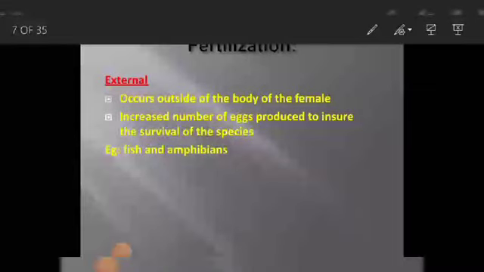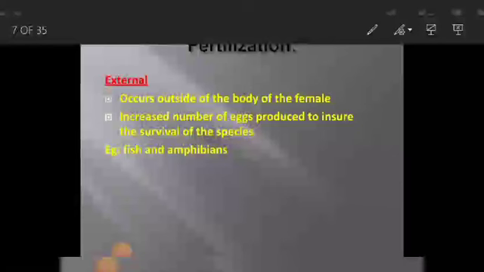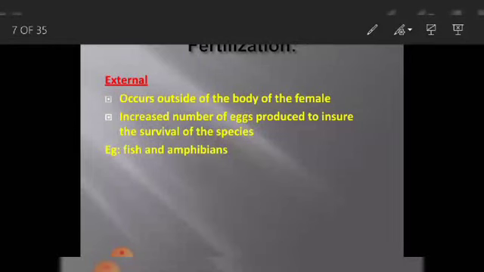So we'll see two different phases, that is external fertilization in seawater. So what happens in seawater? Usually the sea urchins and different types of fishes are living in seawater. So this sea urchin, what will it do?